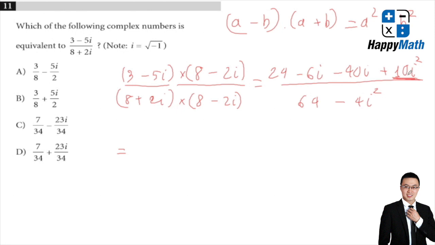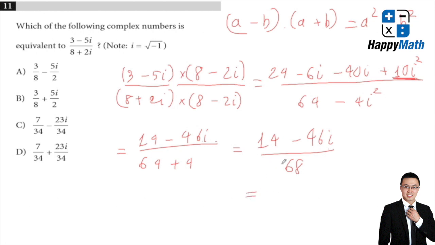-1, 10, minus 10, 24 minus 10, you got 14. Here is 46i, and here is 16 minus 1, here is plus 4. Plus 4 is 68. So separate and divide both of them by 2, you will get 7 divided by 34 minus 23i divided by 34. So the answer for 11 is C.